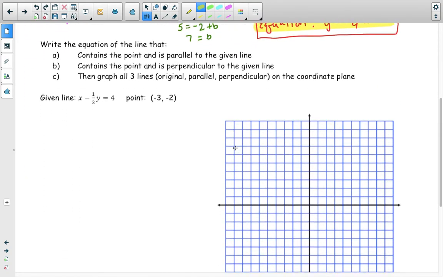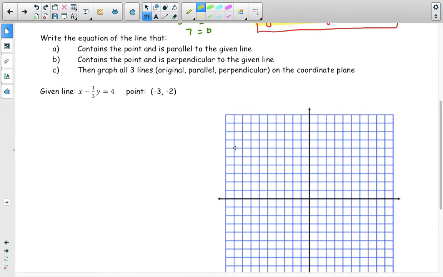This next problem asks us to write the equation of the line that A, contains the point and is parallel to the given line, then B, contains the point and is perpendicular to the given line, and then C, graph all three lines, the original, parallel, and perpendicular, on the same coordinate plane.